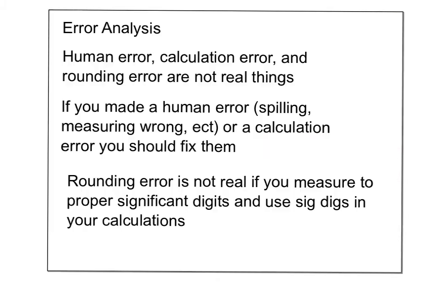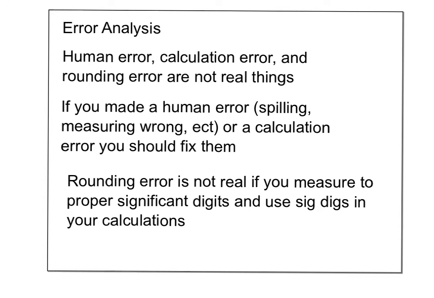Number 4. All right, number 4 has to do with our error analysis. You had to explain some potential sources of error. So anytime there is human error, calculation error, rounding error, those are not going to be real things we want to talk about. For example, if you made a human error, you spilled, you measured something wrong, you did a calculation error. Some of you said, well, I probably calculated it wrong.